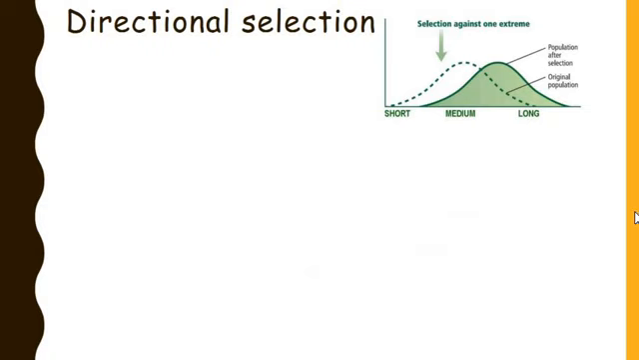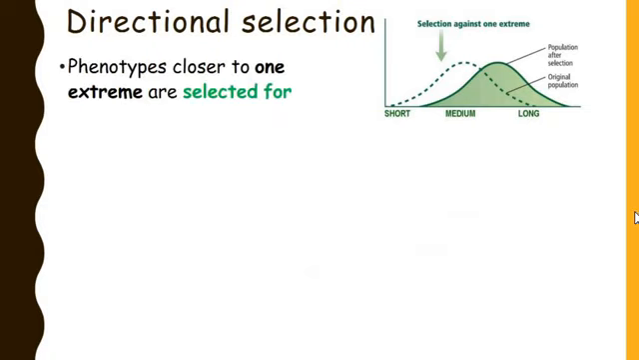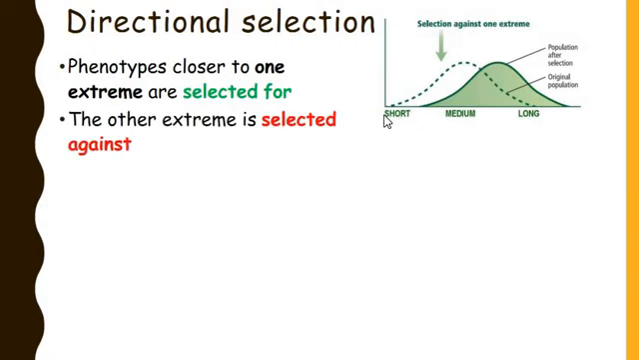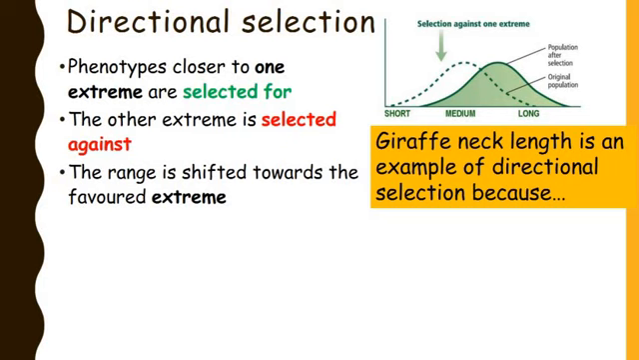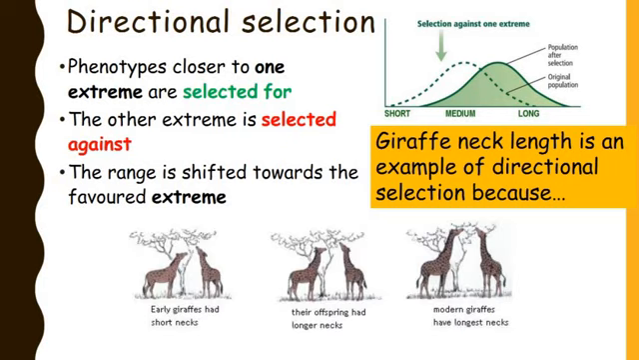Now, directional selection is where you select for one extreme over the other. So the other extreme is selected against, and you end up shifting the whole range towards one extreme. An example of that is neck length of giraffes. If you imagine the early giraffes had quite short necks, but their offspring, just by chance, just by random mutation, happened to have longer necks, those were the ones that were more likely to survive and reproduce, and so they pass on their genes so that their offspring have long necks as well. So we've moved away from short necks towards longer necks because that was the advantage.